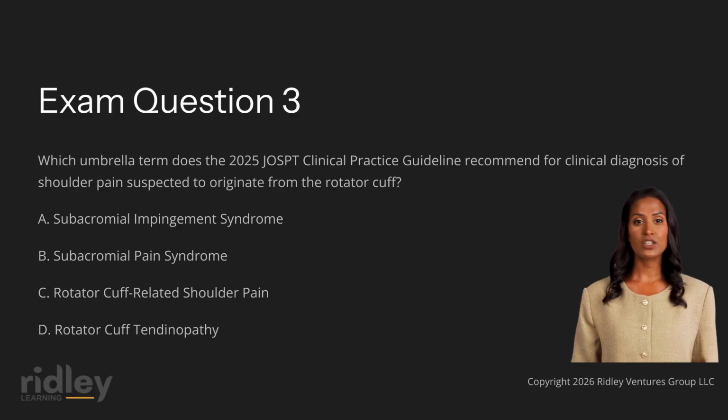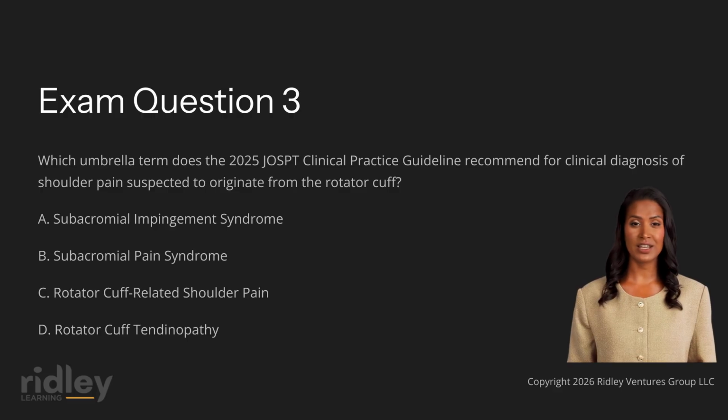Question 3. Which umbrella term does the 2025 JOSPT Clinical Practice Guideline recommend for clinical diagnosis of shoulder pain suspected to originate from the rotator cuff? The correct answer is C, rotator cuff-related shoulder pain.